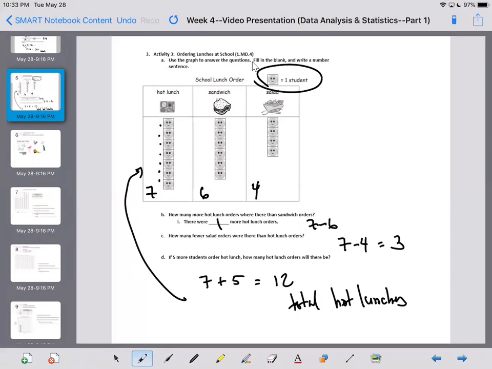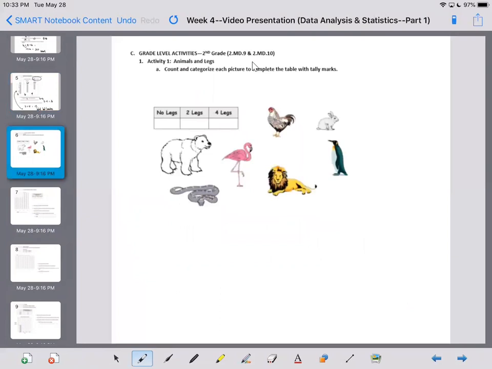So jumping to second grade, looking at measurement and data, the type of problem is counting and organizing. So we're going to take how many have no legs in these pictures. And we would say that the snake would have, there would be 1. How many with 2 legs? So looks like we would have 3. And then the 4 legs, 1, 2, 3, that would have 4 legs.